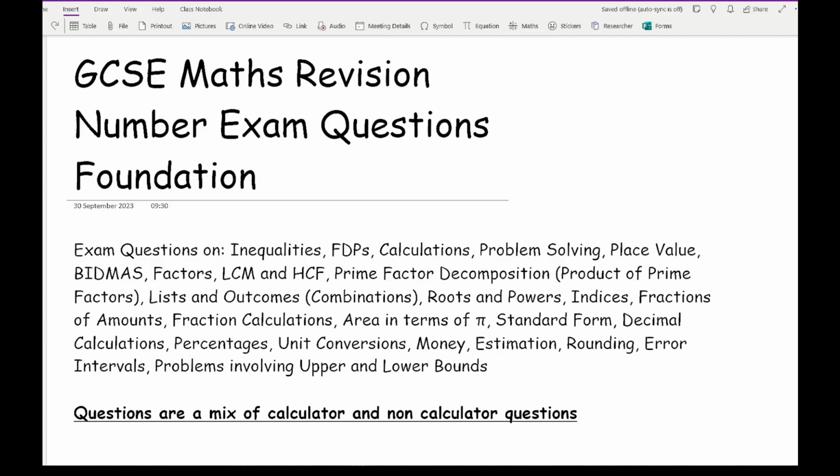Obviously, more complex questions will be using a calculator, but if you do find you have a complex question, it will be worth more marks on a non-calculator paper because you will need to show full working out. And that's really important, that regardless of whether it's a calculator or non-calculator paper question, always look at how many marks are on offer to determine how much working out you actually need to show.